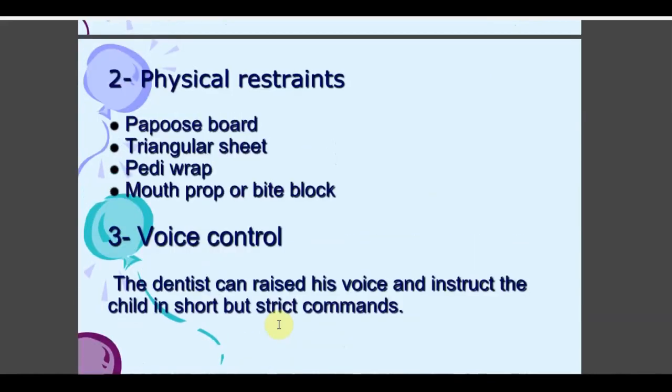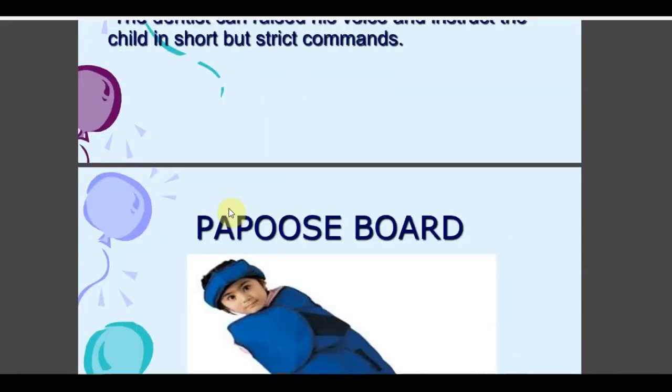So physical restraints like Papoose board, triangular sheet, Pedi wrap, and mouth prop or bite block are also there. We can use these restraints for a very deficient child, so we can tie the patient and get the treatment done. Voice control is where the dentist can raise his voice and instruct the child in short but strict commands.